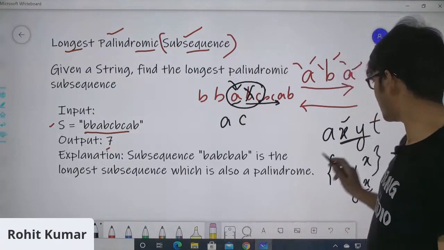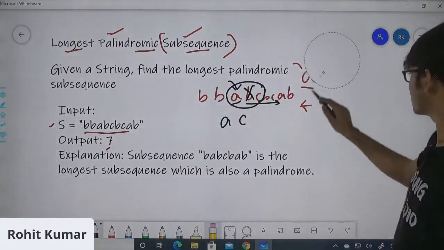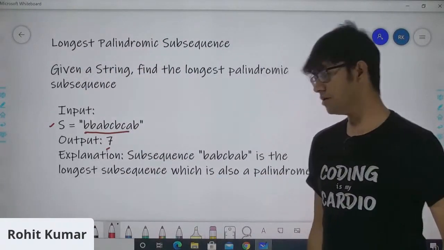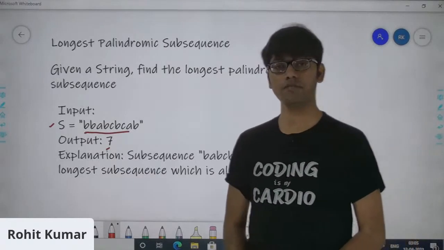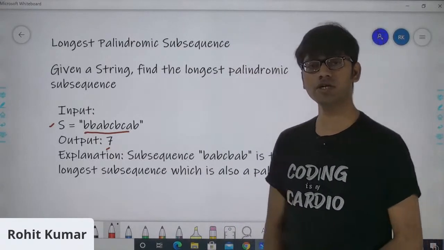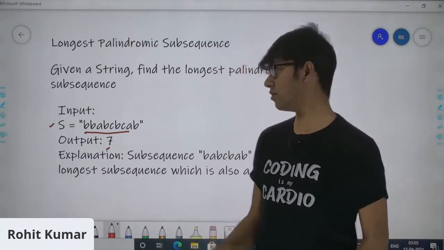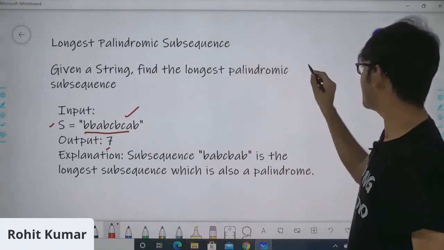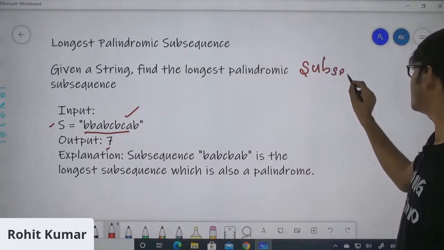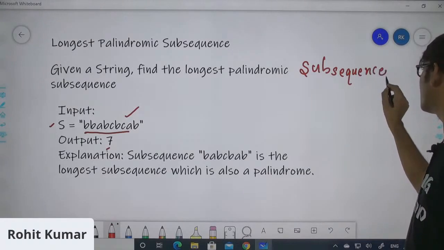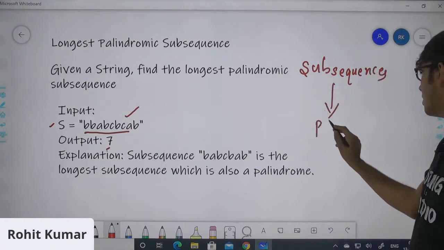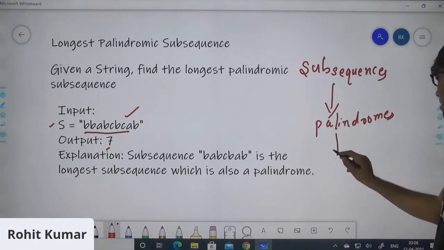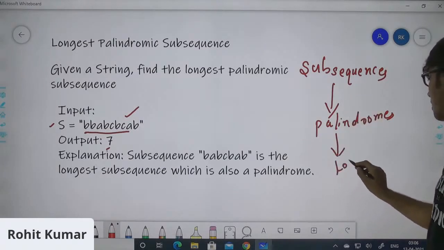So let me erase this part. Now let's try to develop the logic for this question. How can we proceed? The very first approach that comes to my mind is that I can take out all the possible subsequences of my given string. After that, the next filter will be which ones of them are palindromes. And if I get the palindromic subsequences, I will take the longest one, right?